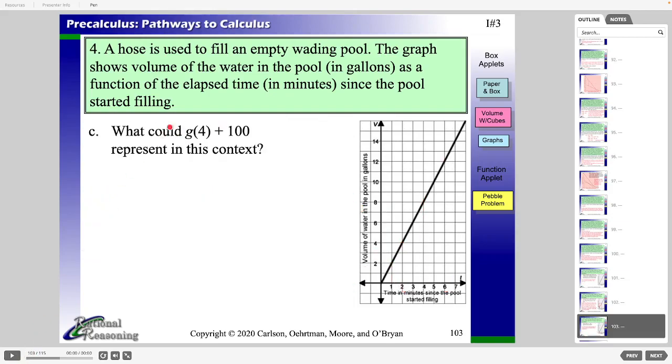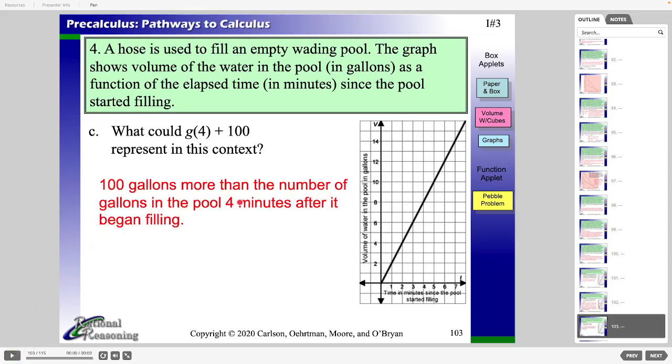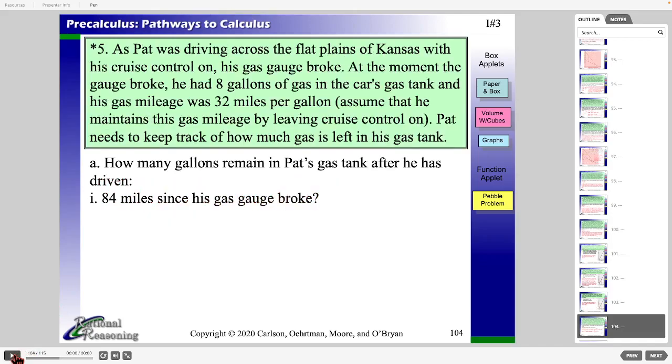Okay. So what could g of 4 plus 100 represent in this context? Well, that would be the number of gallons after 4 minutes, plus some 100 gallons sitting around someplace else, right? So it's 100 gallons more than what was put in the pool after 4 minutes. So at 4 minutes there was 8. I don't know, maybe that's the hose it's coming from, maybe that's the tank it's coming from. But there's 100 gallons more there.